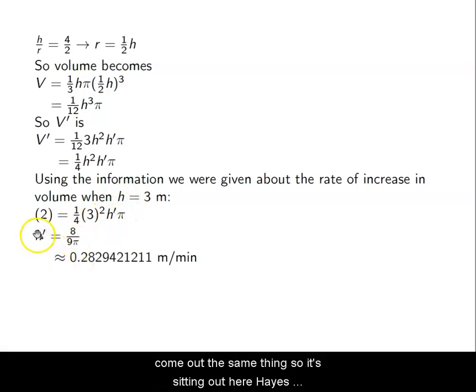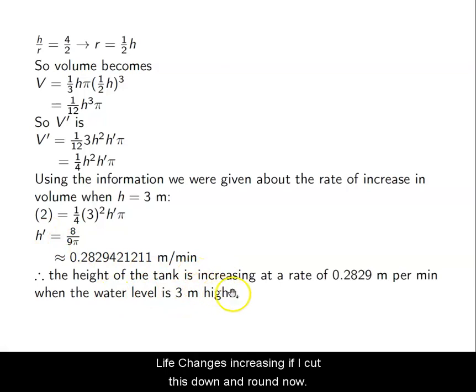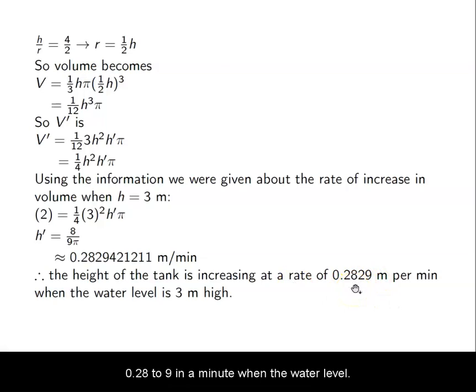So the rate of increase of the height is 0.282942111 meters per minute. So that's for the height. So the height of the tank is increasing. If I cut this down and round now, 0.2829 meters per minute when the water level is 3 meters high.